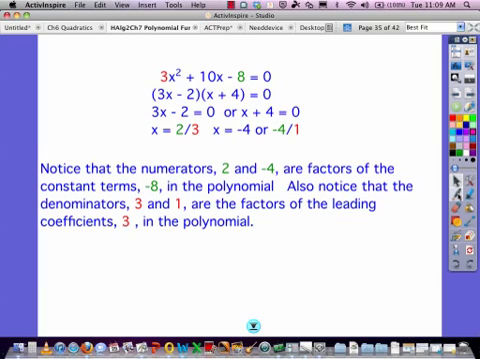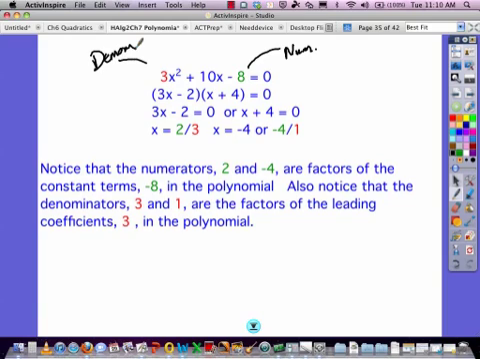And if you don't see it, we need to identify it. Notice that the numerators, 2 and -4, are factors of that constant term, which was 8. So the numerators came from this constant term. Also notice that the denominators, the 3 and the 1, were factors of that leading coefficient of 3. So the denominators came from the 3's factors.